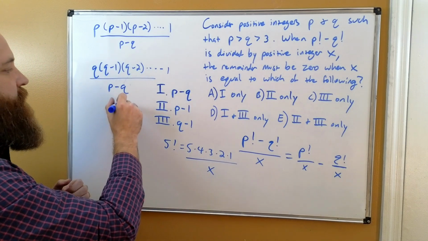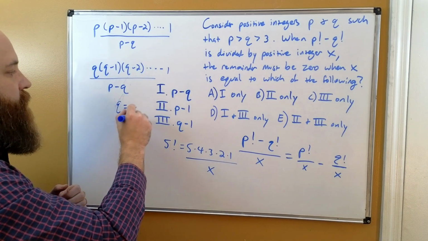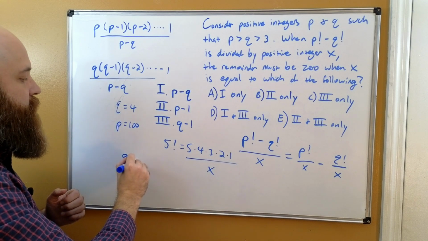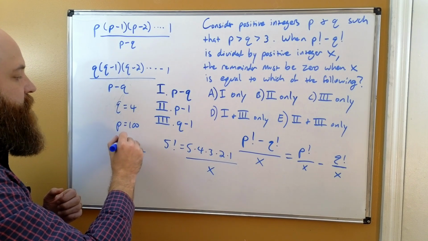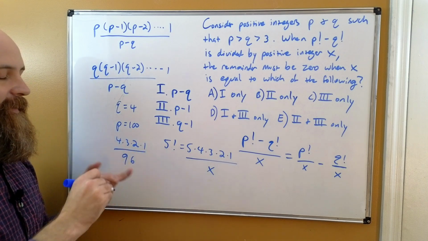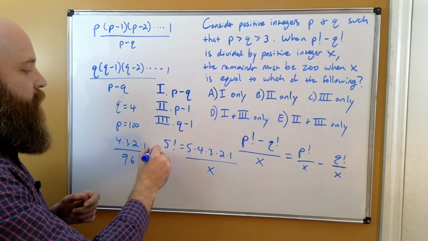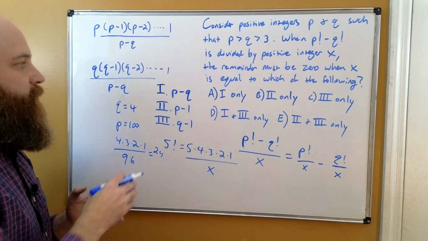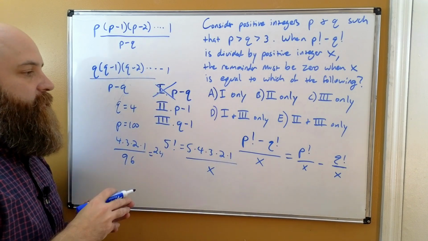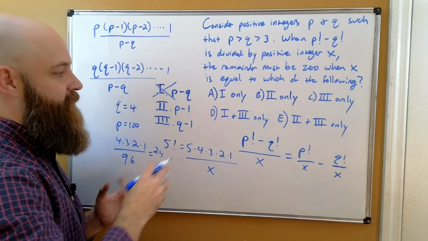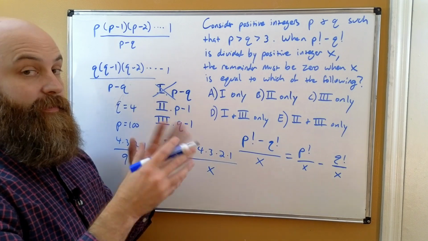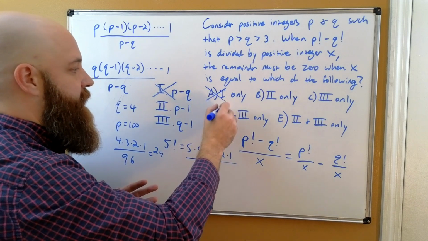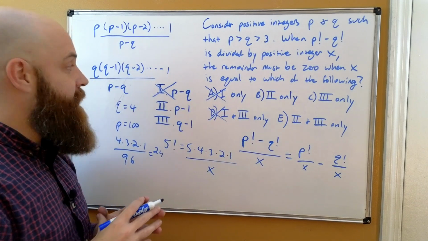So just to prove that with an example, I could say, well, q could be some small number like 4, p could be some big number like 100, so p minus q, 96, is not going to be a factor of 4 factorial, as I suspected. 4 factorial is 24, 96 not a factor of 24. Okay, so that proves that this does not have to be a factor of q factorial, so it's not a factor of p factorial minus q factorial, at least not necessarily. Statement 1 is gone, along with A and D. Okay, cool, 2 for the price of 1, I'll take it.